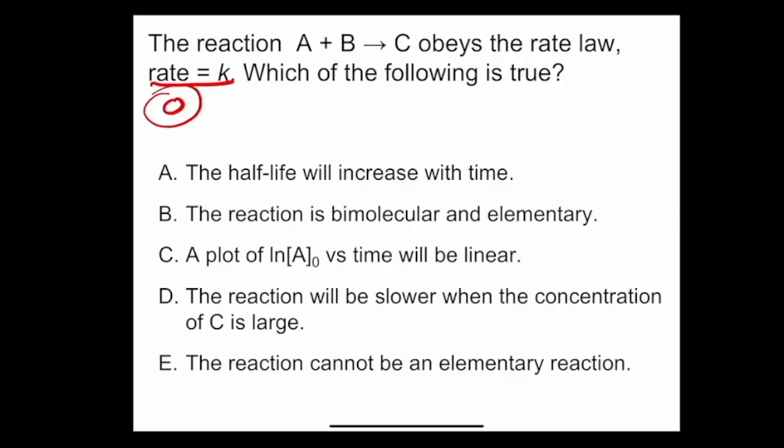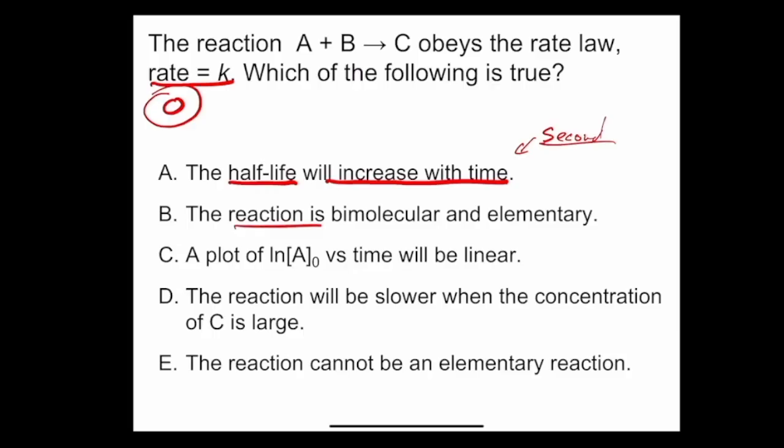If I said the half-life will increase with time, what order or what process obeys that statement? Remember back to half-lives. First order, does first order change with time? First order half-lives are constant. So if we said half-life was constant, we're saying it's a first order process. That's the sort of decode there. Half-life will increase with time is a statement which is true for second order processes.